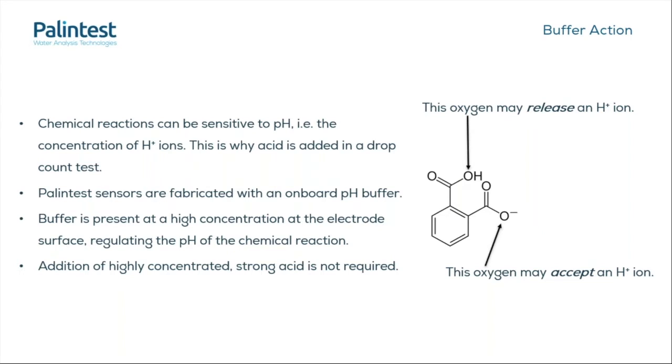Just to show you mechanistically how that would work, this molecule on the right is a typical buffer molecule. This particular one is phthalic acid. The two important bits to look at are where the arrows are pointing. There's two oxygen atoms there, and each one of those may either release a hydrogen ion or accept a hydrogen ion. When we make these sensors, we tune the buffer such that the ratio of those two is very specific and it controls the pH in the surrounding solution. And simply by doing this, we're able to make sure that the pH is exactly where you want it to be, independent of the matrix, or rather the sample you're putting the sensor into. This is very important for controlling reactions for things like peracetic acid or chlorine.